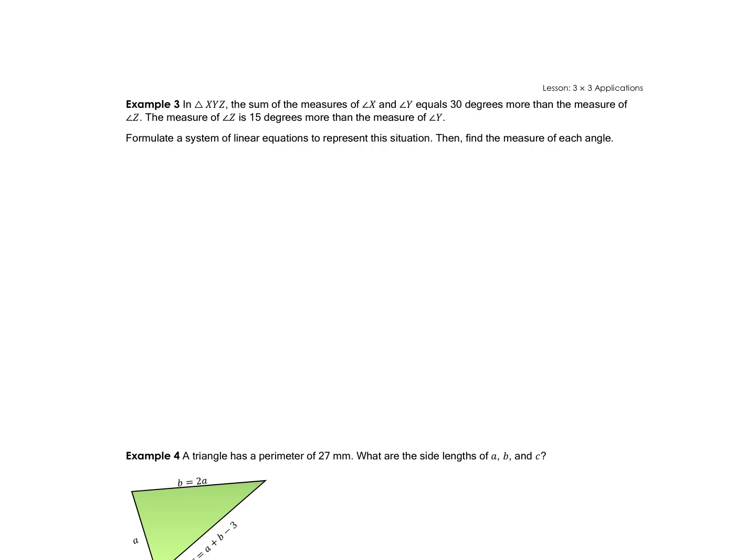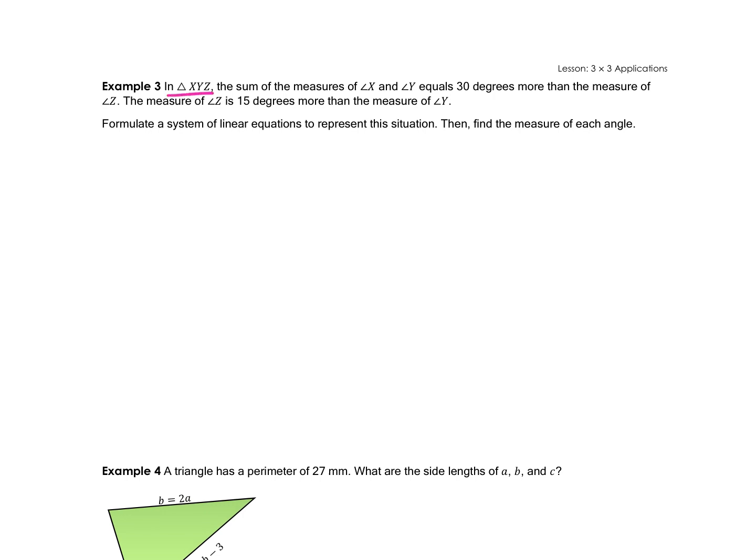So this time we have a triangle. It says in triangle XYZ, the sum of the measures of angle X and angle Y equals 30 degrees more than the measure of angle Z. The measure of angle Z is 15 degrees more than the measure of angle Y. So we're first going to declare our variables. X is going to be the measure of angle X, Y is going to be the measure of angle Y, and Z is going to be the measure of angle Z. Okay, so we have to come up with 3 equations.